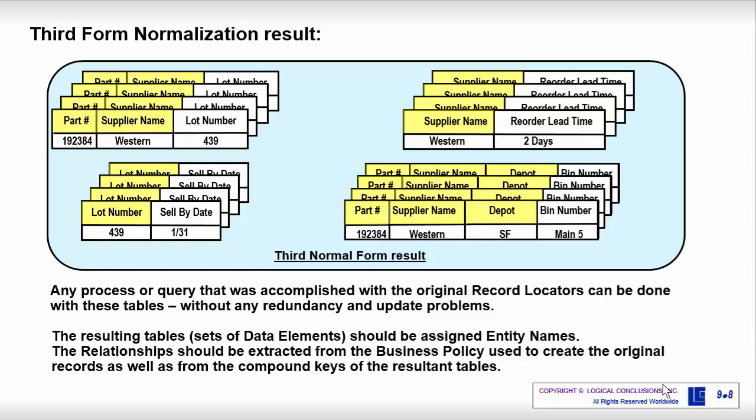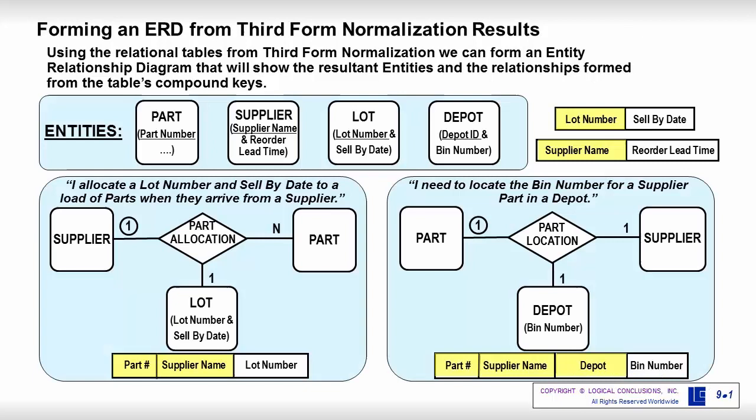Finally, the resulting tables, sets of data elements, should be assigned entity names. The relationships should be extracted from the business policy used to create the original records, as well as from compound keys in the resultant tables. Using the relational tables from third form normalization, we can form an entity relationship diagram that will show the resultant entities and the relationships formed from the table's compound keys.